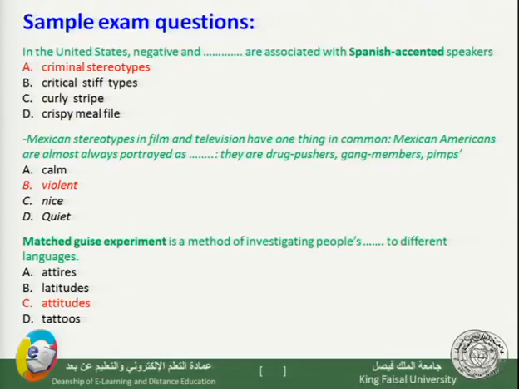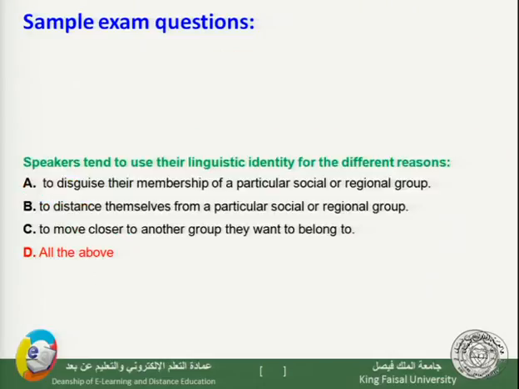Because matched guise experiment is an investigation of people's attitudes. What I want you to understand is that the questions will cover everything. You need to concentrate on those ideas that can be exam questions, specifically definitions of certain terms, which are very suitable for a multiple choice question, where sometimes the term itself is not found, and sometimes a word in the explanation or in the definition is not found. So you need to have a good understanding of any definition that we have covered.